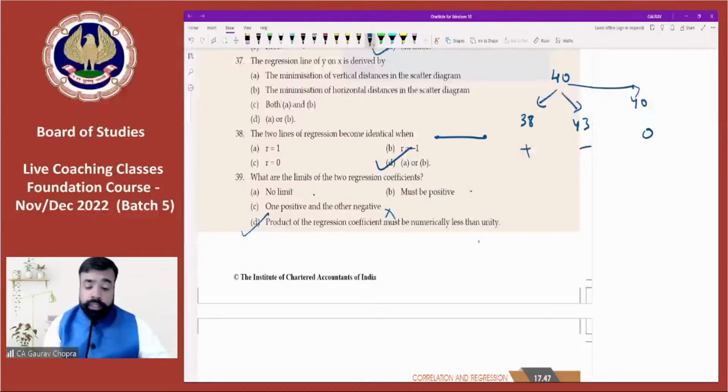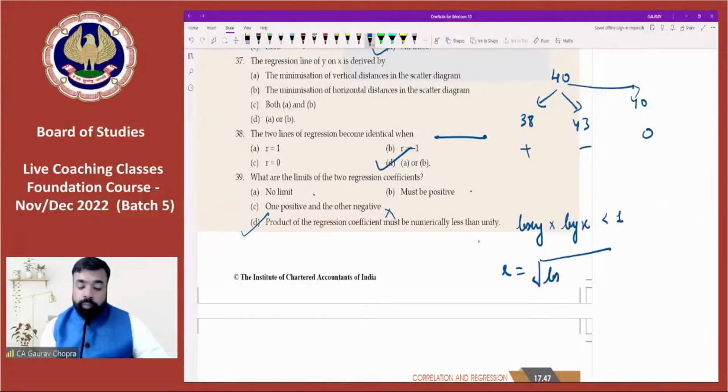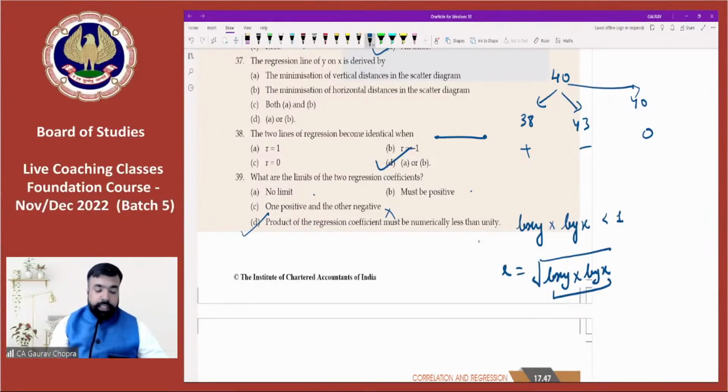Why so? Because it is saying bxy multiplied by byx, the product should be less than unity, less than 1. Why less than 1? If it exceeds 1, then correlation will also exceed 1, which is not possible, because we have read the formula r equal to root of bxy into byx. So this value should always be less than 1. If it is more than 1, then r will also exceed 1, which is not possible. So option number D is correct.